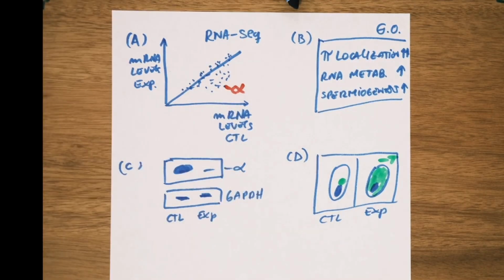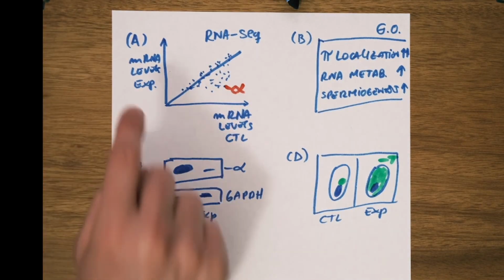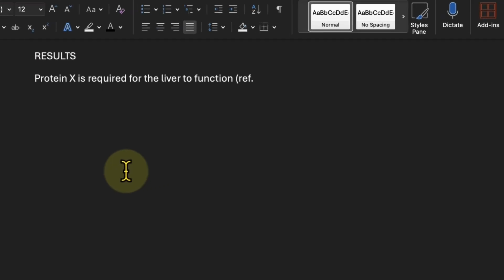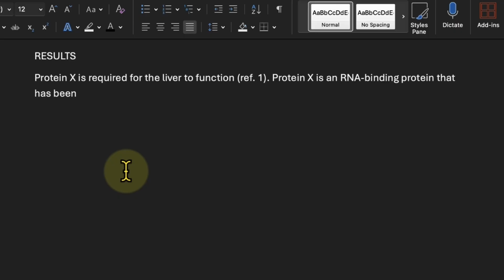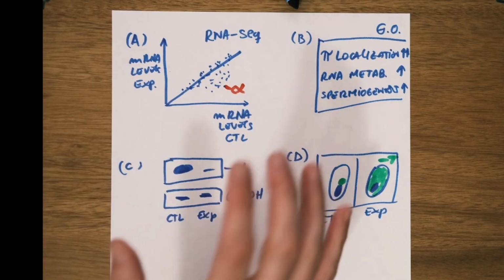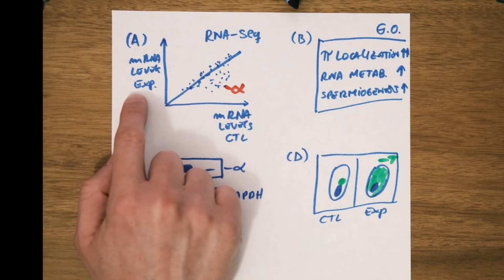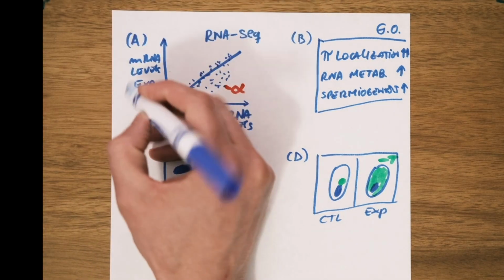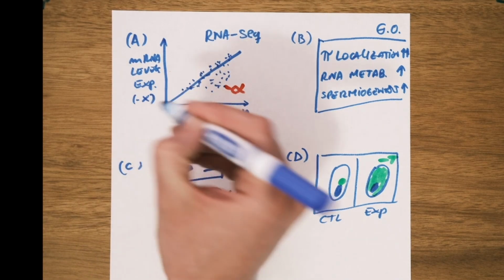Here we explain that protein X, that is our protein of interest, is required for the liver to function, and we give a reference here. And then we say protein X is an RNA binding protein that has been shown to increase the stability of mRNAs, and we give the reference. So this will be our experimental, the knockout of that protein X. So it's minus protein X.